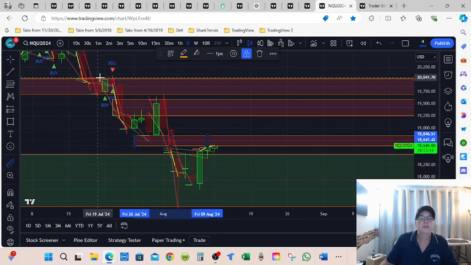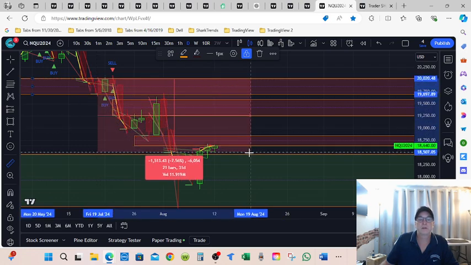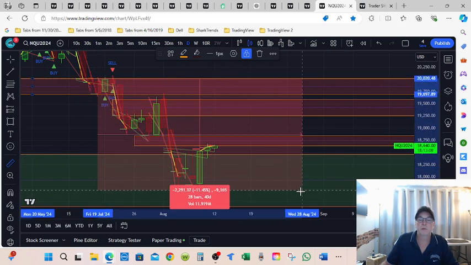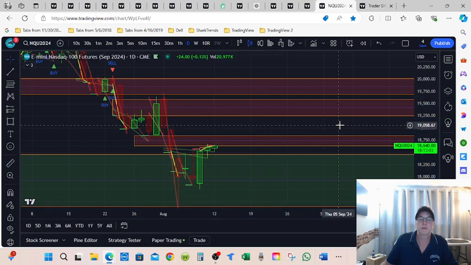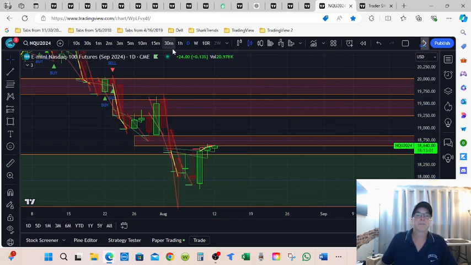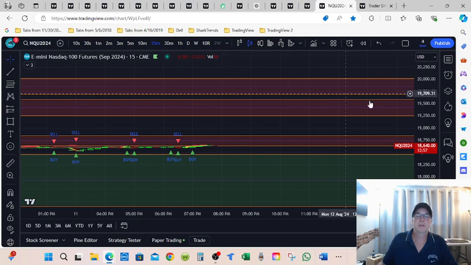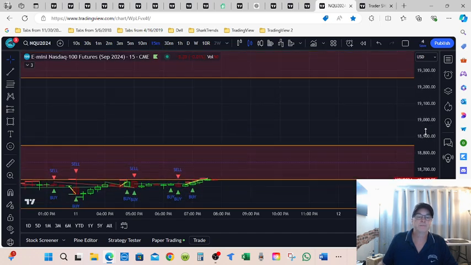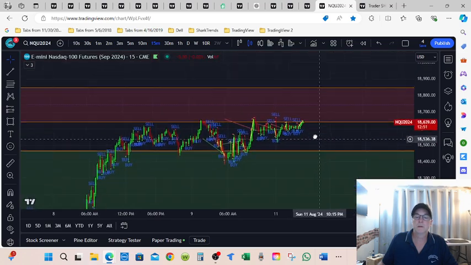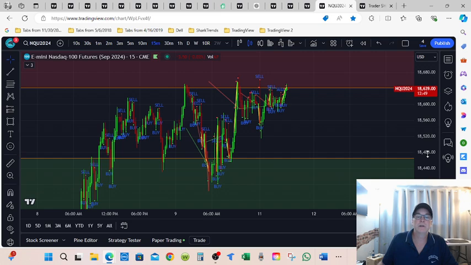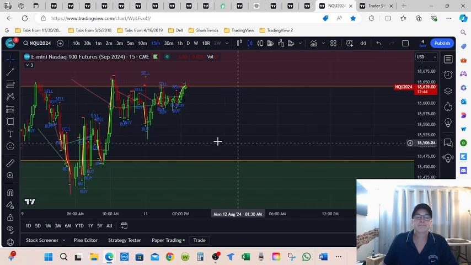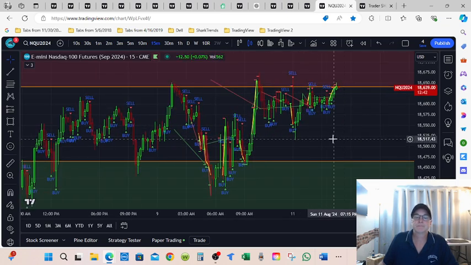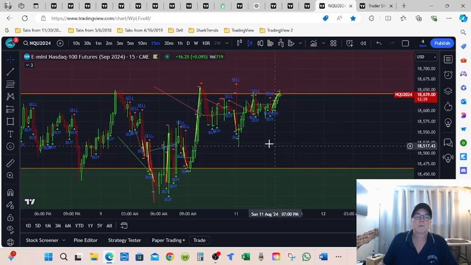How much movement is this? This is on the NASDAQ. This is 1,500 points. If we came all the way down here, it's 2,600 points or better. So that's pretty significant. Let's go down to a 15-minute. And let's see what we can find here. See, let's start at the top.